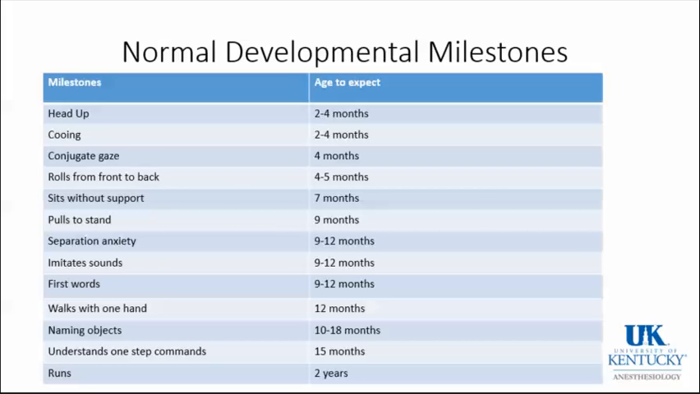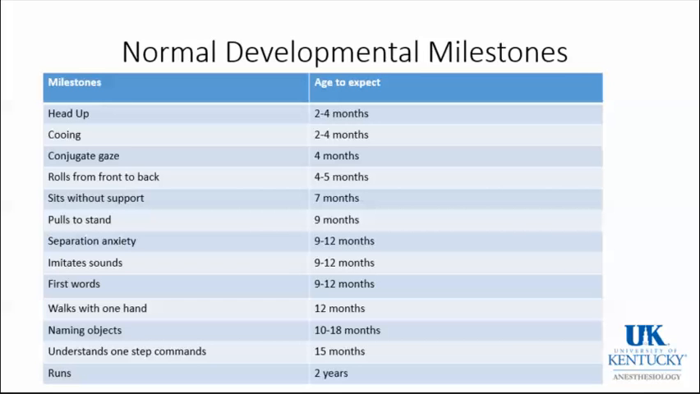So whenever you look at a child, especially when you're doing a pre-op or pre-anesthetic evaluation, you need to know if the child is growing as per its milestones. One way is to look at this chart and compare. The few things that you really need to remember: a child can hold its head up around 3 to 4 months of age, and if it can't hold its head up around 5 months of age, you know that it's definitely delayed.